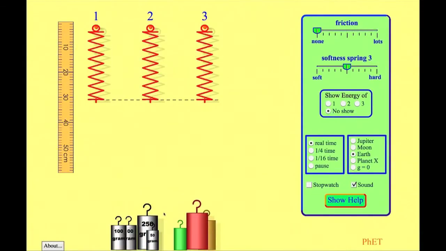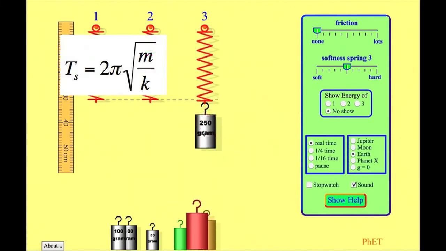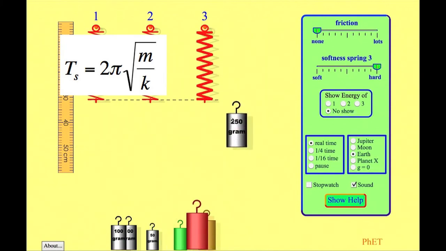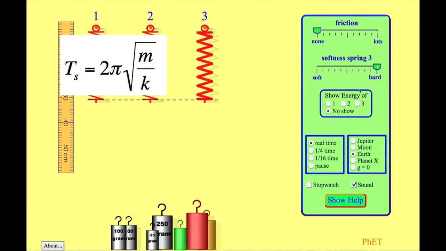Here I have some springs, and on spring 3 I can change the spring constant here with this softness scale. I can decrease or increase the spring constant. I'm going to add a mass, and we see that the spring stretches, the mass oscillates back and forth according to simple harmonic motion. Now, if I change the spring constant, if I increase it, making the spring harder, the mass oscillates back and forth, but now at a much faster rate. This increase in the spring constant has decreased my period, which means they are inversely related.